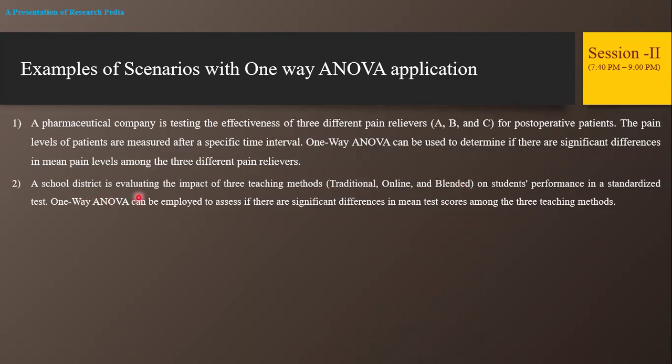So a school district is evaluating the impact of three teaching methods, traditional, online, and blended, on student performance in a standardized test. One-way ANOVA can be employed to assess if there are significant differences in mean test scores among the three teaching methods. So you may analyze the three different teaching methodologies with their student performance. How would they score in a particular test, in their exams, in their quiz, etc.? Which one of the teaching methods is more effective as compared to the others?